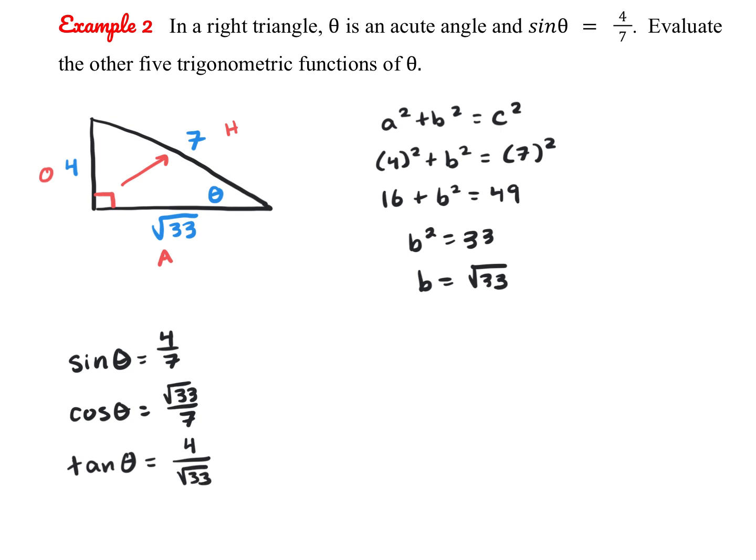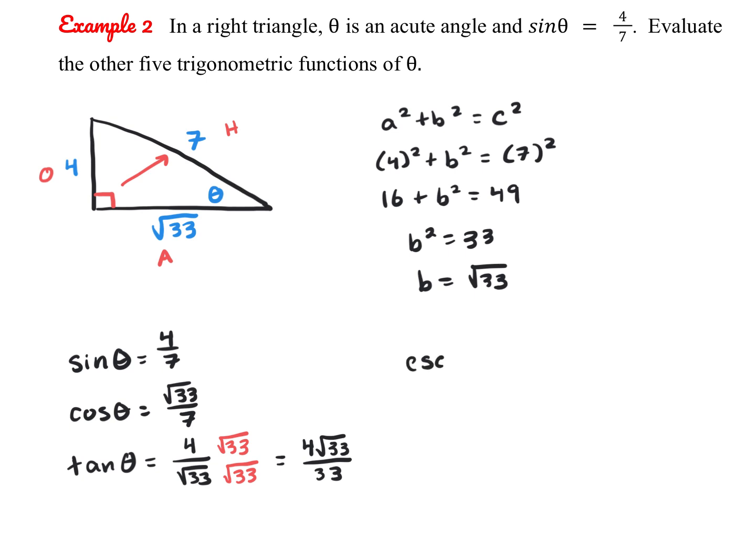So now here, with these radicals, we do have to remember our rule that we don't like to leave radicals in our denominator. So we will need to rationalize. And I can rationalize this simply by multiplying the numerator and denominator by root 33. So we get 4 root 33 over 33. And I know that makes it look a little more complicated than the original, but again, this is simply a rationalized expression. Okay, now let's do our reciprocal functions.